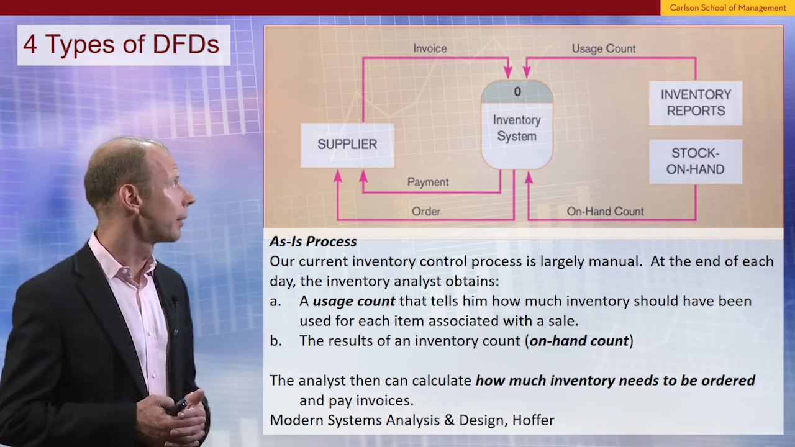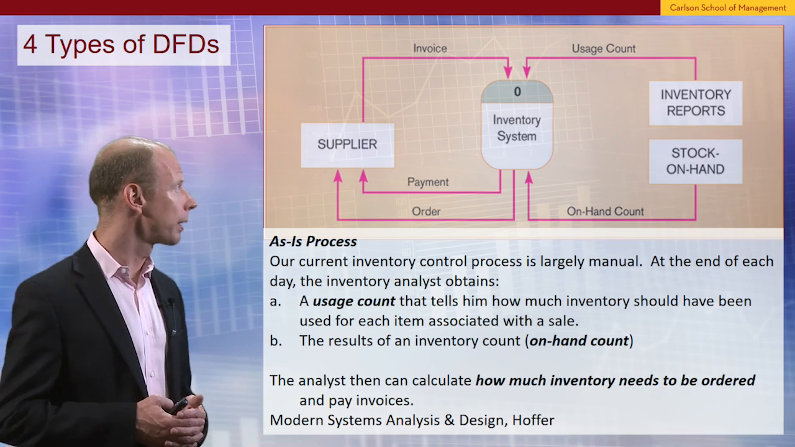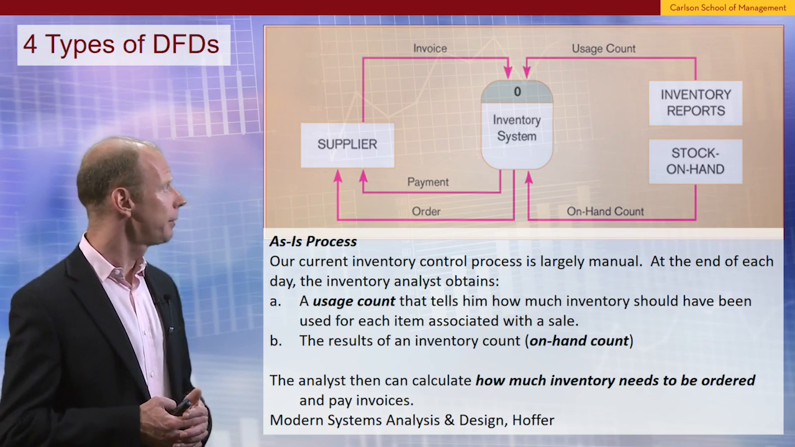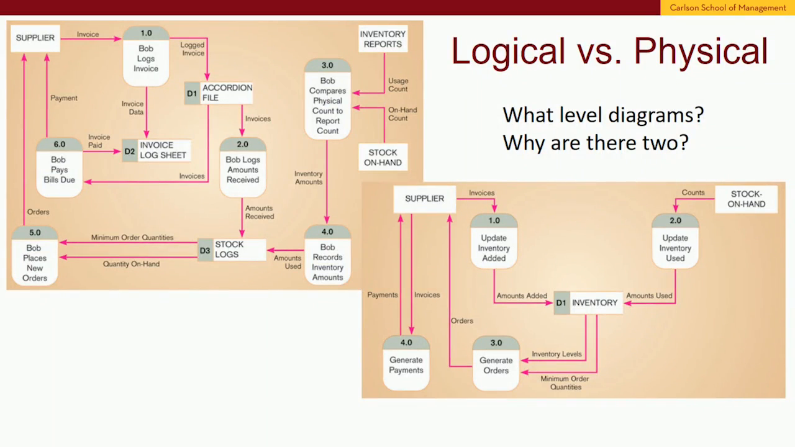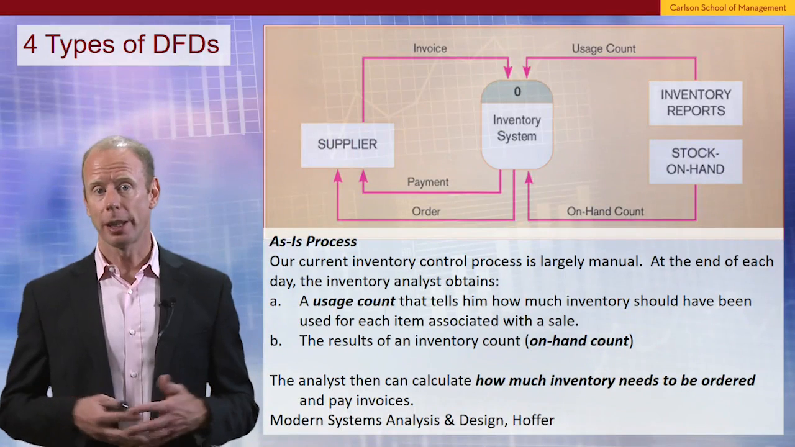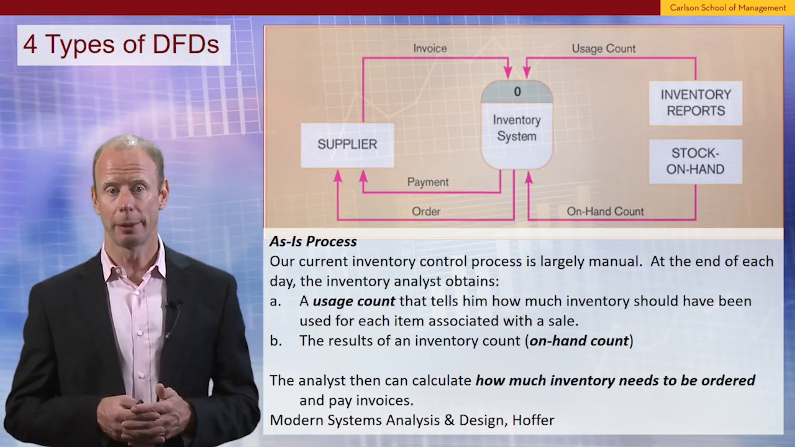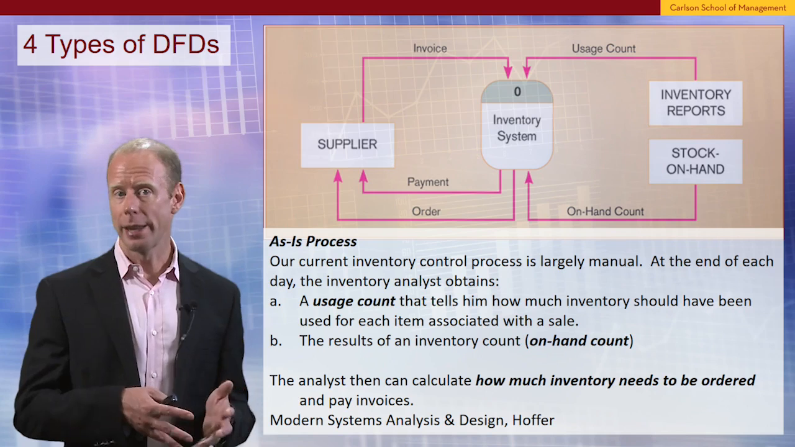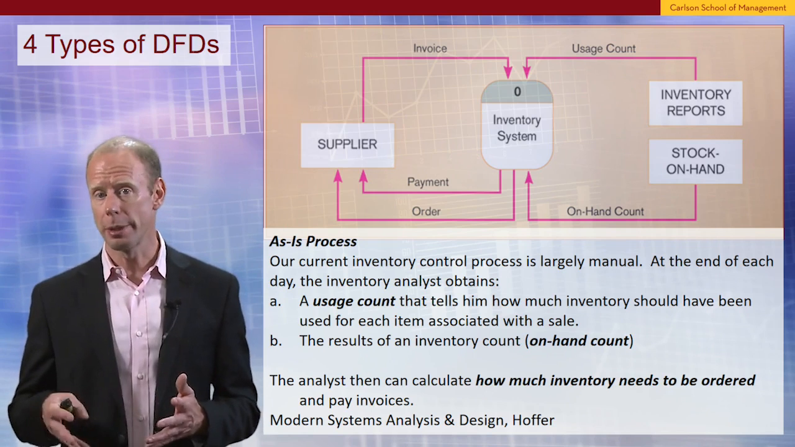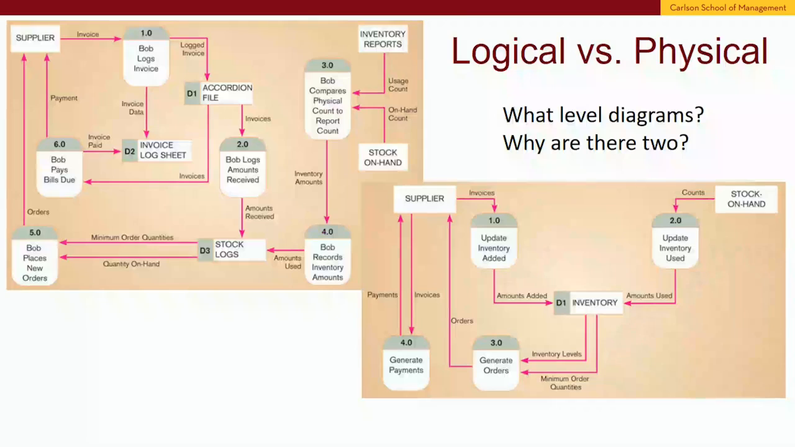This is an example here of a simple inventory system that has interactions with the supplier, inventory reports, and stock on hand. We can also draw data flow diagrams to represent what we call our to-be process. So, for example, we might draw the data flow diagram like you see on the screen that represents the process as we wish it to be. So we have an as-is data flow diagram as well as a to-be data flow diagram. After that, we get into logical and physical data flow diagrams. I often start by making a logical data flow diagram.